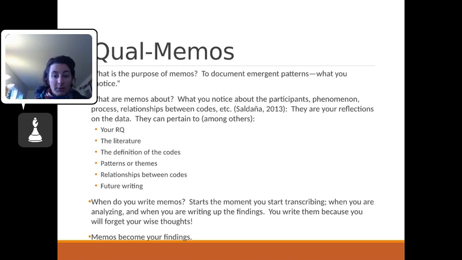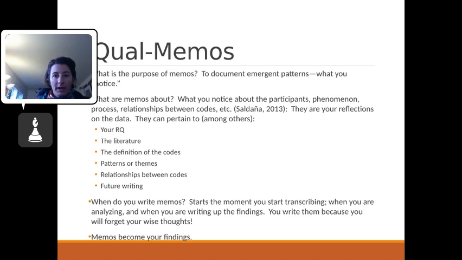So what are memos about? Generally, again, what you notice about the participants, the phenomenon, the process, or the relationships between codes, any of these things. They're essentially your reflections. They can be somewhat informal language, but you may also end up referencing the literature in your memo. So they can pertain to your research question.